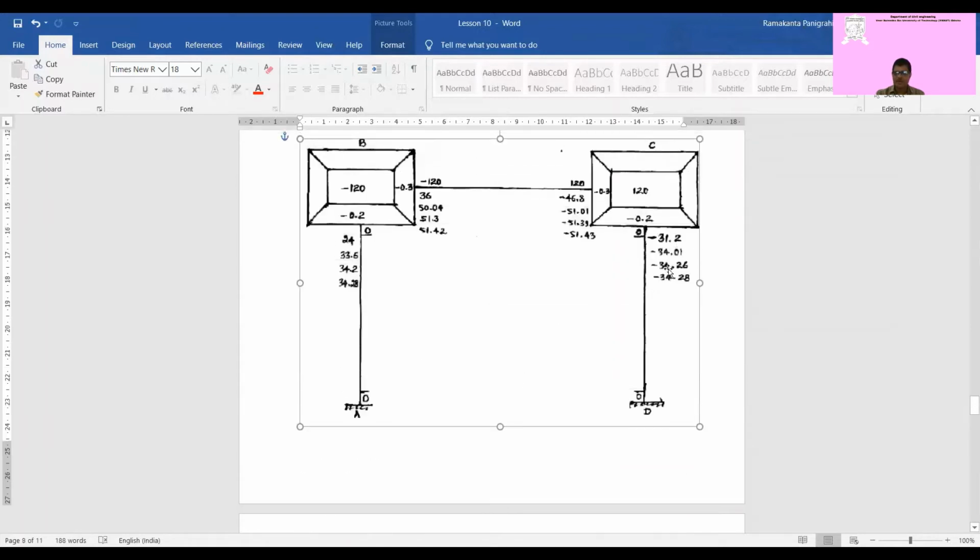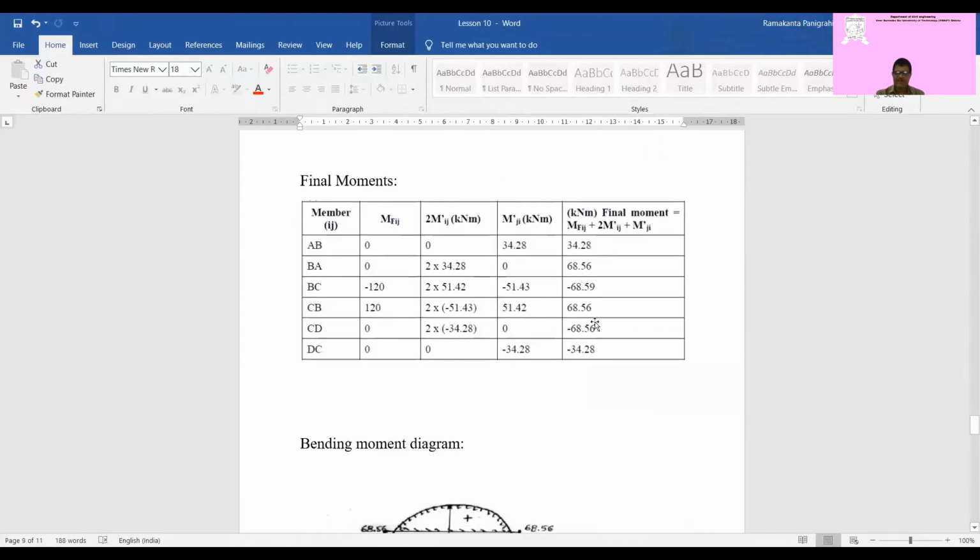Because for these, no moment or rotation is coming from here. There is no value here. Similarly, for this, near end 0, far end will be minus 34. Write this value, calculate the final moment.